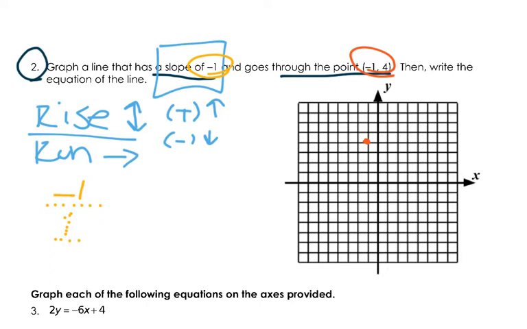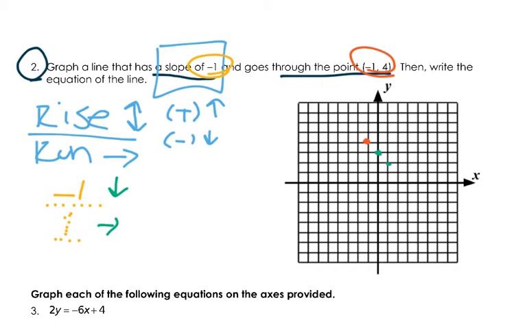So in this case, you're going to go down by 1 and you're going to go to the right 1. So I'm just going to do the first one. I'm going back to the point that I'm starting at. I'm going to go down 1 and then I'm going to go to the right 1. That's my next point right there. And then you do it again. Down 1 over 1. And then you keep going. Okay?